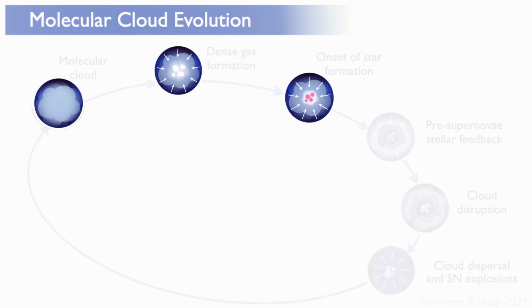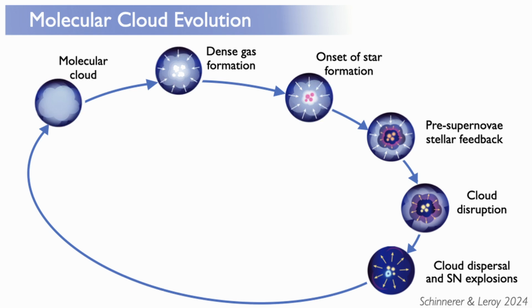And these stars, once they are born, through stellar feedback, ejecta or supernovae, will not only bring back material into the interstellar medium, but also are able to destroy or disrupt the cloud they were initially born in. So in this cycle, we can see that the molecular gas is the fuel for star formation. So if we want to understand star formation, we need to understand the molecular gas.